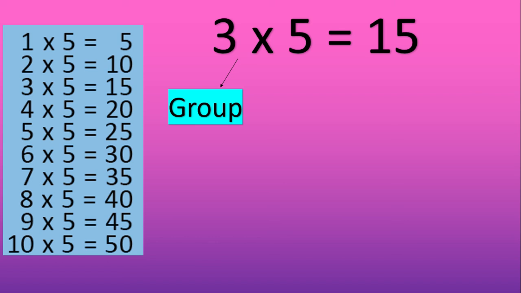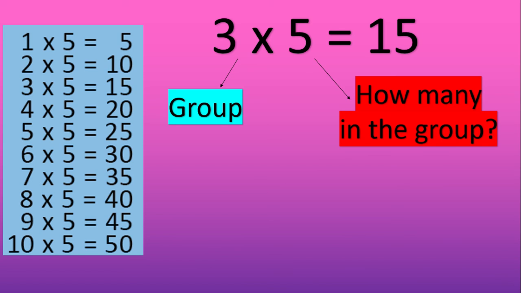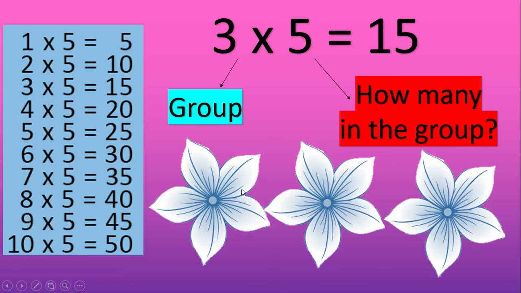Now I have 3 times 5 equals 15. So I have 3 groups of 5. So I have 3 flowers, and each flower has 5 petals. So let's count in 5s. 5, 10, 15. That's why my answer is 15.